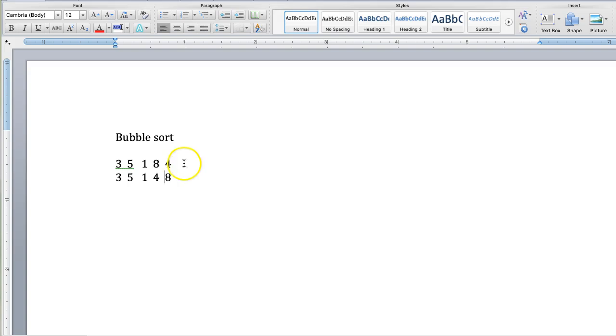Now I am going to compare these two, and there is no exchange. You don't need to rewrite this next step. You're welcome to do it if you don't want to miss anything, but now we're going to compare these two. Between 5 and 1 there is an exchange, so I'm going to write that next step again. So I'm going to have the 3, now I'm going to have 1, 5, then again the 4 and the 8. Okay, so now I'm going to compare these two, right?